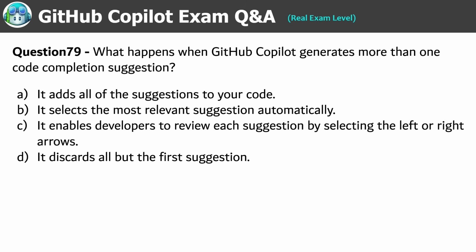Question 79. What happens when GitHub Copilot generates more than one code completion suggestion? And the answer is C. It enables developers to review each suggestion by selecting the left or right arrows on the keyboard. So the answer is C.